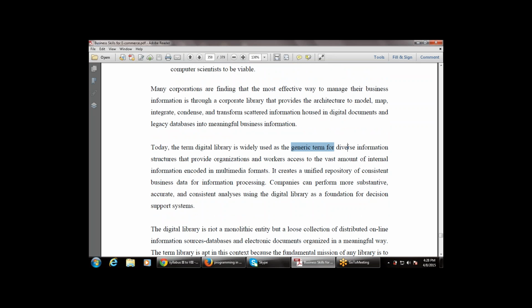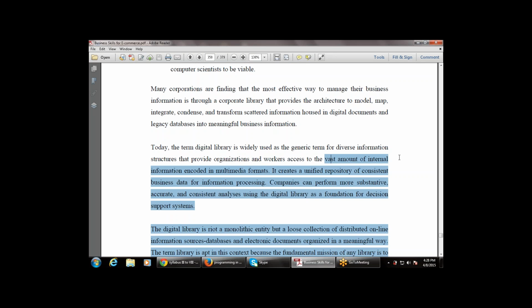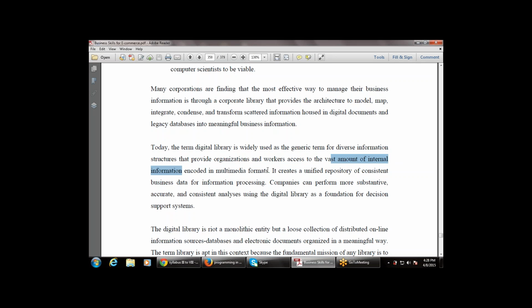Today, the digital library is also used as a generic term for a diverse information structure that provides organizations and workers access to the vast amount of internal information that is encoded in multimedia formats. It creates a unified repository of consistent business data for information processing.